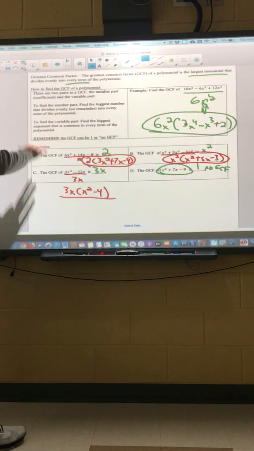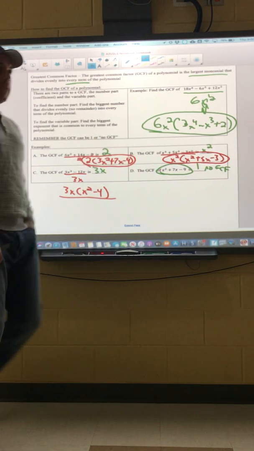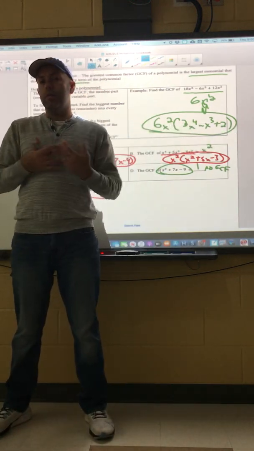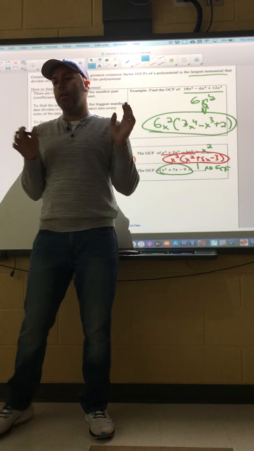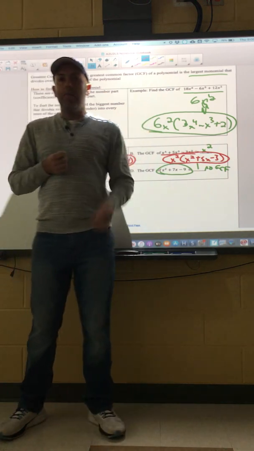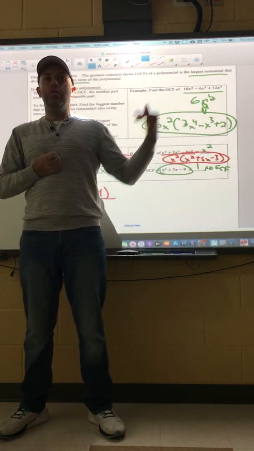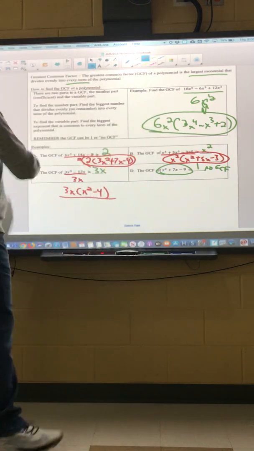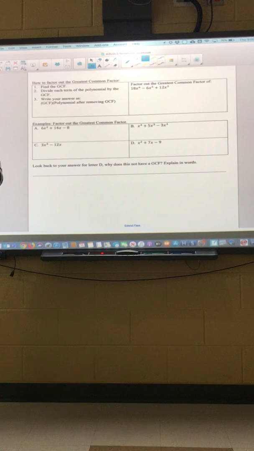So this is called factoring out a GCF. Now technically you should be looking for a GCF all the time. Now lots of times there isn't a GCF, and that's fine, then we don't have to do anything with it. However, if there's a GCF, you should factor it out. Okay?